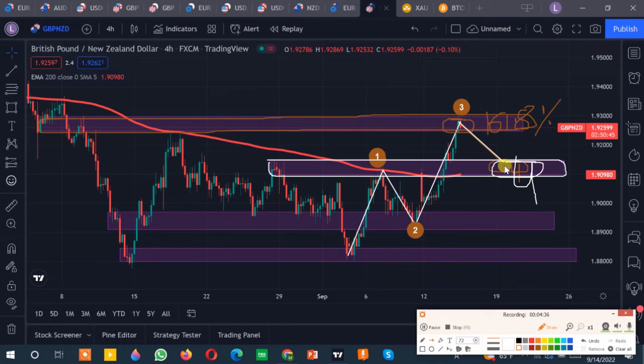From this portion we are waiting for another 5. From here it will be 5. 1, 2, 3, 4, 5. So we are waiting for this. This is the level where the 200 EMA comes here.